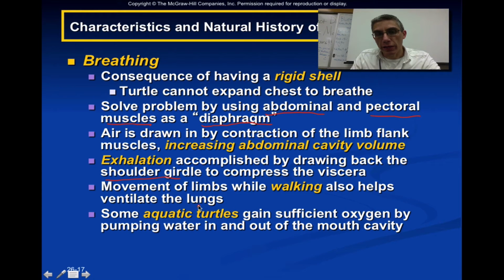And if you remember back at the beginning of our discussion on reptiles, we had talked about some groups of animals, in this case the turtles, that can actually gain sufficient oxygen by simply pumping water in and out of the mouth. And so these aquatic turtles actually have somewhat of a cutaneous type of respiration, which means respiration through the skin. It doesn't mean that they have gills, but they can passively take in oxygen and push CO2 out through those very thin membranes that you would find in their mouth.